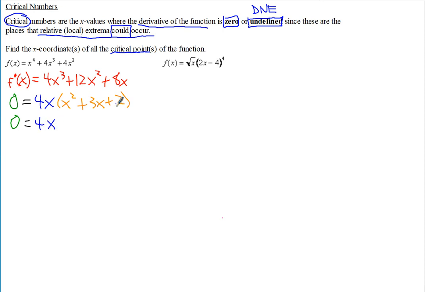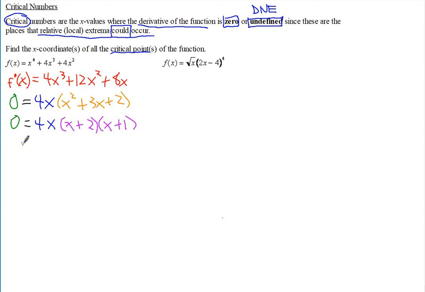Factors of 2 that add up to be 3 would be 2 and 1. And since the leading coefficient's 1, we can use the shortcut and just jump to x plus 2 and x plus 1. So since it's equal to 0 and it's in factored form, the only way it can be 0 is if one of these is 0.